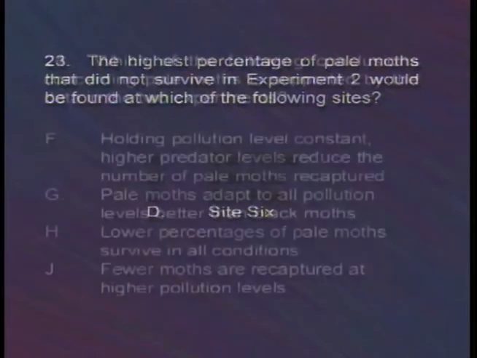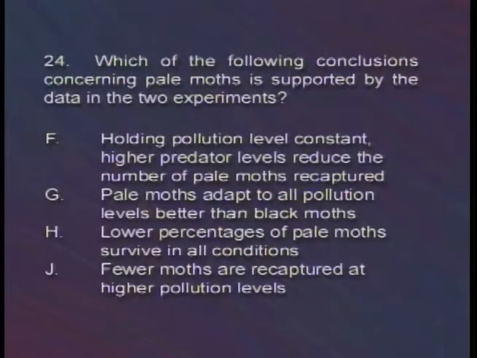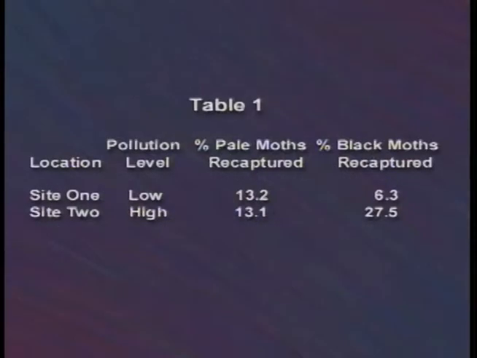Question 24. Which of the following conclusions concerning pale moths is supported by the data in the 2 experiments? To me, it seems that option F is the most difficult to interpret. Let's look at the other options first. Option G is incorrect. From Table 1, we can see that pale moths adapt better than black moths at low pollution levels, but don't adapt as well at high levels.